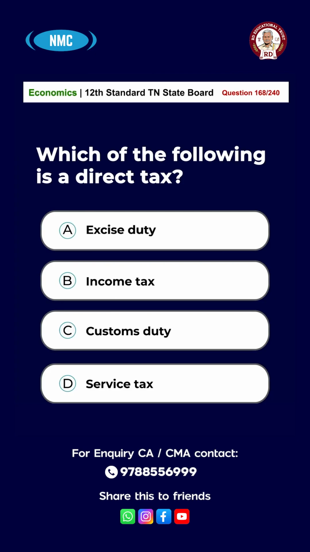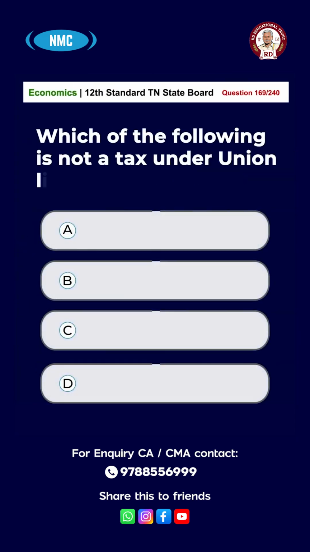Question number 168. Which of the following is a direct tax? A. Excise duty, B. Income tax, C. Customs duty, D. Service tax. The answer is option B. Income tax.